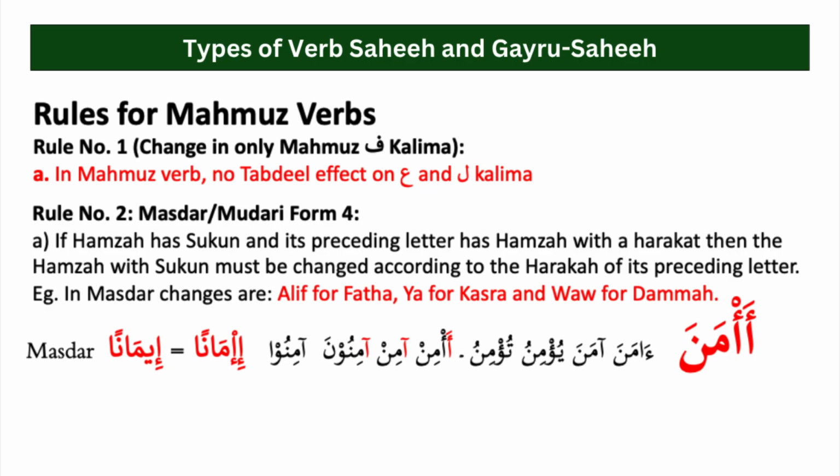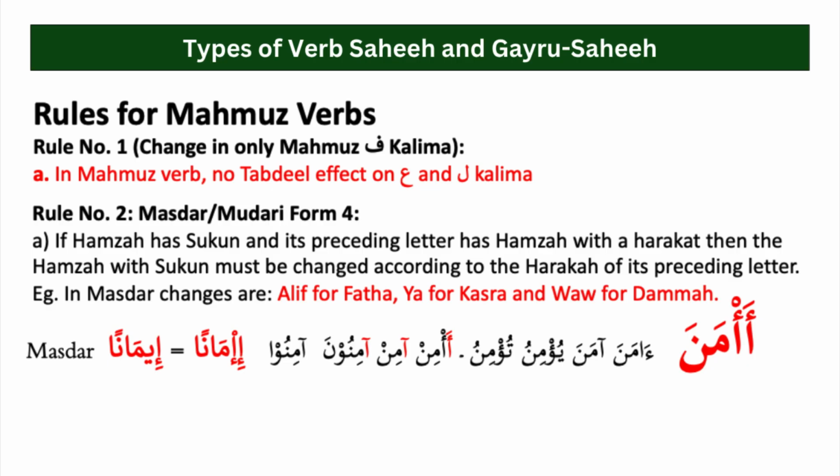Rule number 2, Masdar and Mudari form 4. Now the slide gives the next rule. If the Hamza has sukun and the letter before it has a vowel, then the Hamza with sukun is written according to the harakah of the letter before it. The slide summarizes the rule very clearly. For example, in masdar, the changes are alif for fatha, ya for kasra, waw for dhamma. This is one of the most important writing rules of hamza. So the seat of the hamza changes according to the vowel before it.